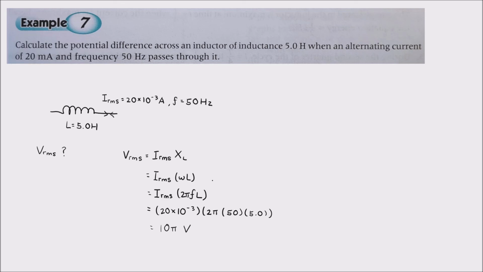So this is the V_RMS value. If you're not comfortable leaving it as 10 pi, you can also break it down into decimals, so it will be 31.4 volt. That's the root mean square value for our voltage. So that's all for example 7.